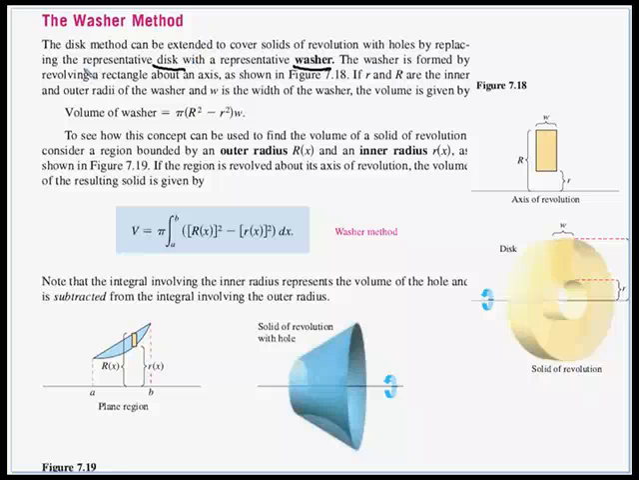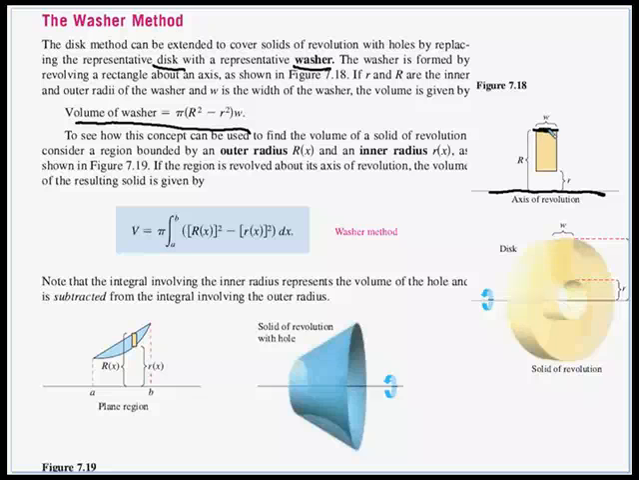The washer is formed by revolving a rectangular solid about an axis, as shown in the figure over here. If lowercase r and capital R are the inner and outer radii of the washer, and W is the width, we get the following volume. Let's look at the picture here. You know, here is our axis of revolution. Our rectangle is not touching it. So when we spin it around that axis of revolution, we will have a hole in the middle of the disk. And we get a nice 3D pic of that here.